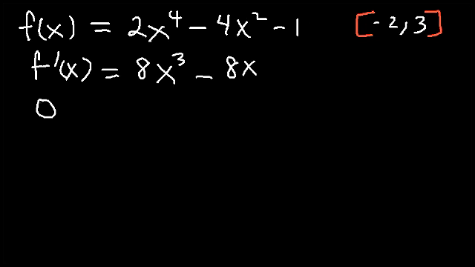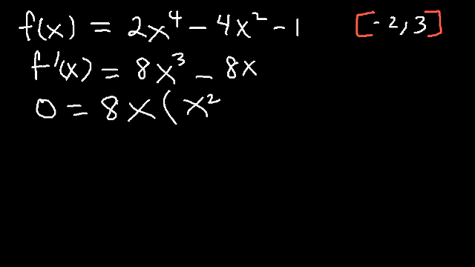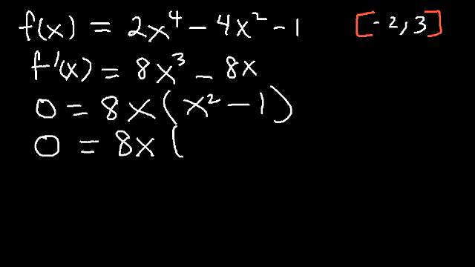Now we need to set the derivative function equal to 0, and let's solve for x. So let's take out the GCF, the greatest common factor. 8x cubed divided by 8x, that's x squared. And negative 8x divided by 8x is negative 1. Now we can also factor x squared minus 1. Using the difference of squares method, it's going to be x plus 1 times x minus 1.